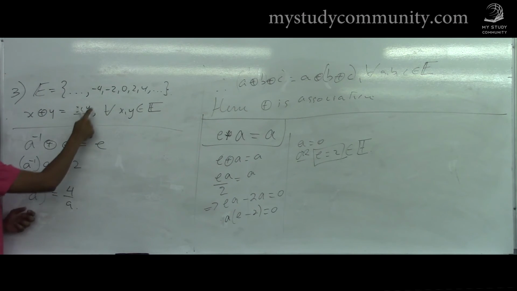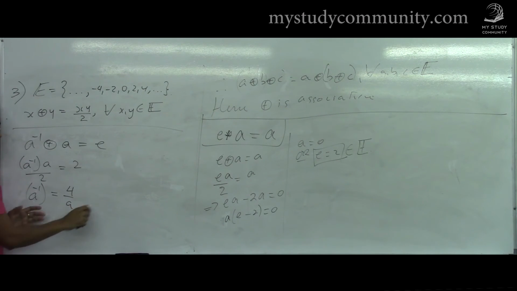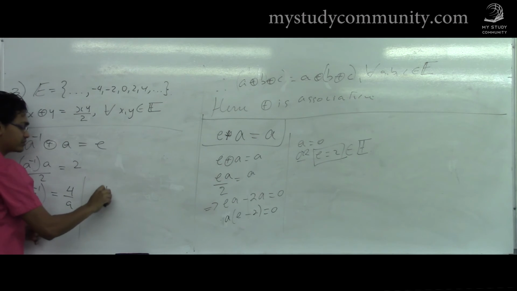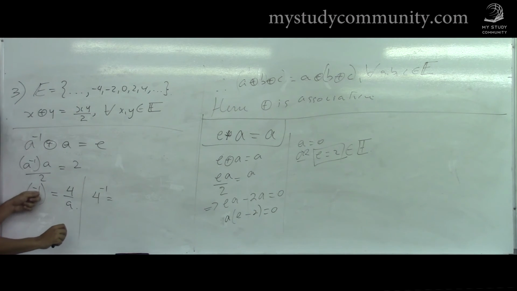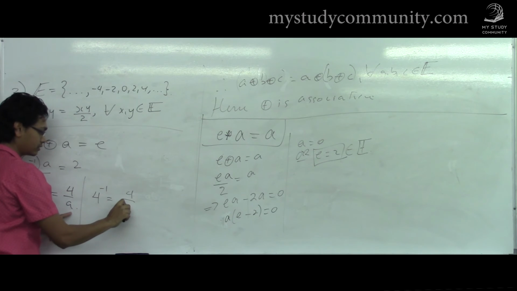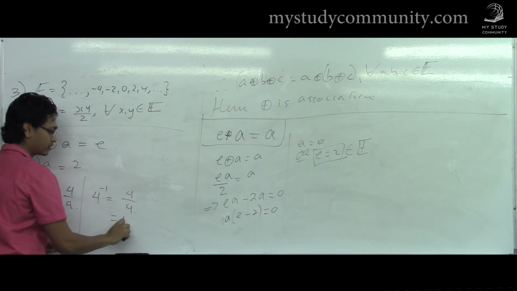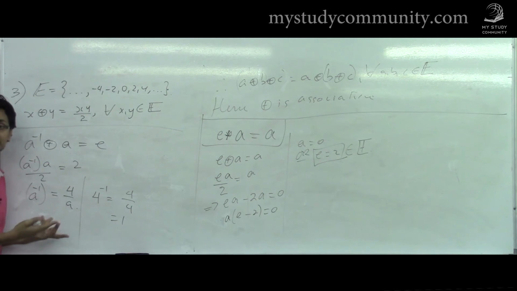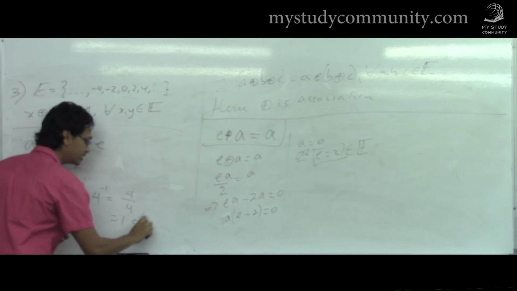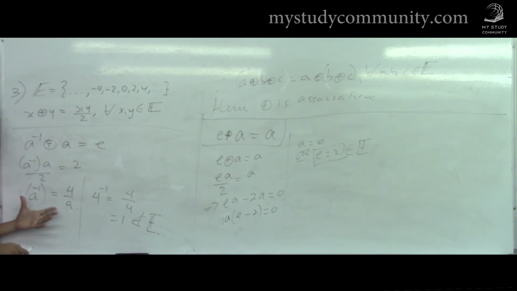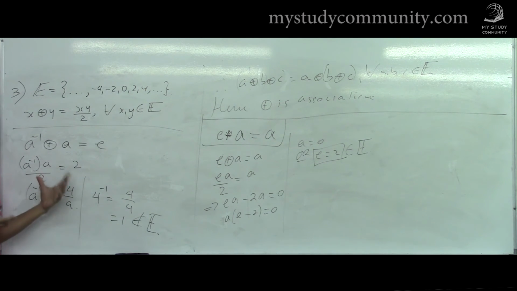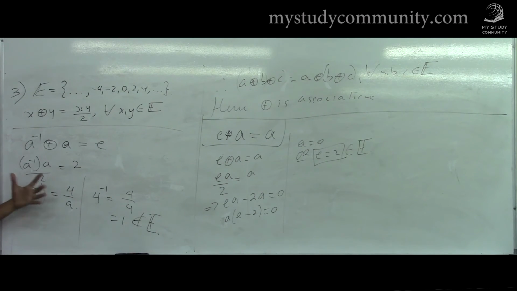So what are my elements? If I were to say 4, so on the side, what is the inverse of 4? The inverse of 4 is 4 over 4, which is 1, right? But 1 is not in the set. So obviously we can see that not all elements would have inverses, right? So which elements would have inverses? That is the question. So here's where you need to think. Take a minute and think about it. Find out which elements will have inverses.